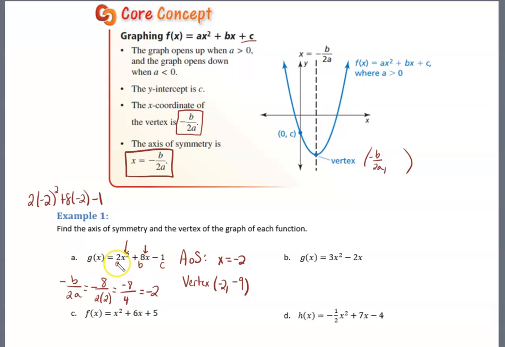So this parabola has an a value that's positive, so it opens up. It has a vertex at negative 2, negative 9, and the axis of symmetry is the vertical line x equals negative 2. Let's go ahead and try one more.